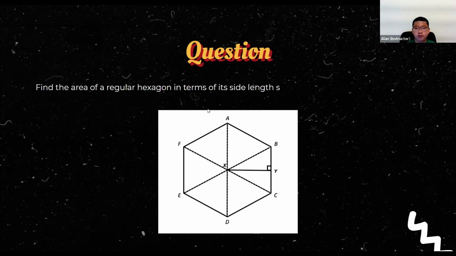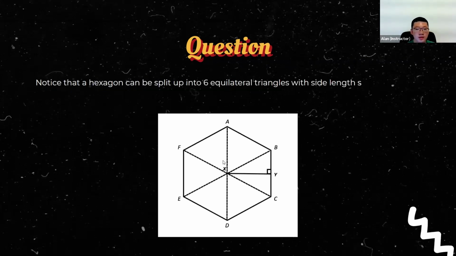All right, so I see that some of you have some kind of difficulty in doing this problem, so I'm going to reveal the solution. You can notice that the hexagon can be split up into 6 equilateral triangles, each with side length s. And you know this because a full rotation is 360 degrees, and if you split it up into 6, each one is 60 degrees.